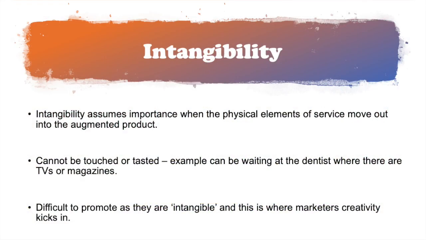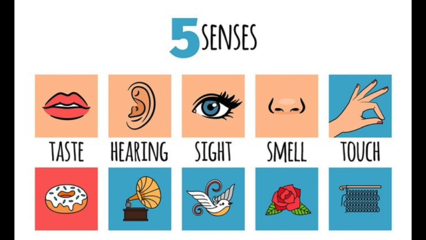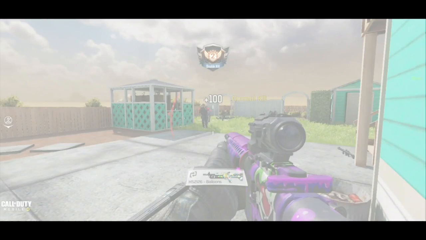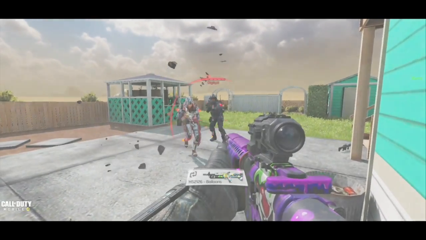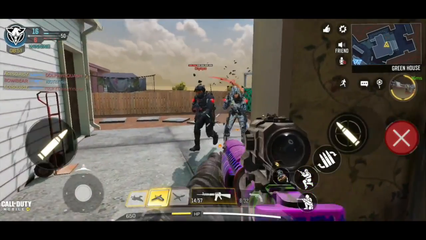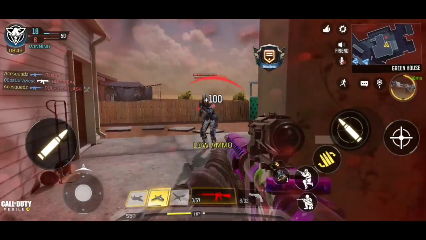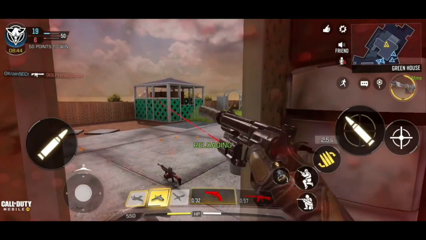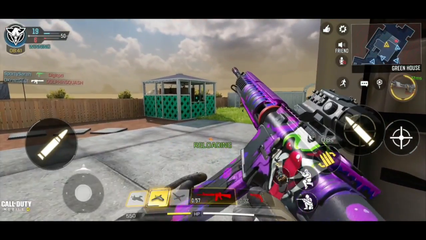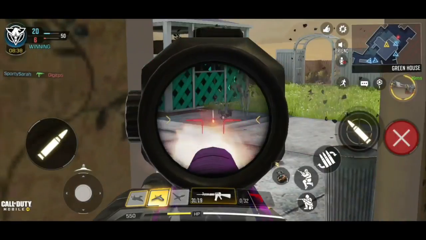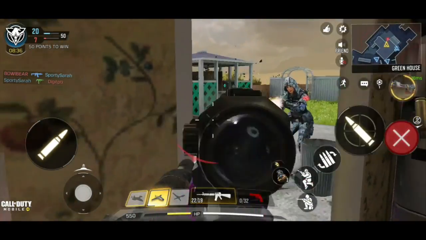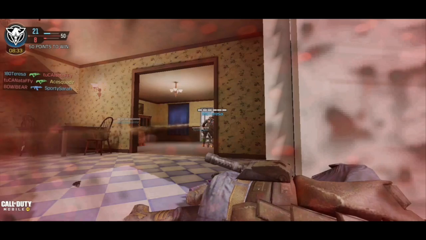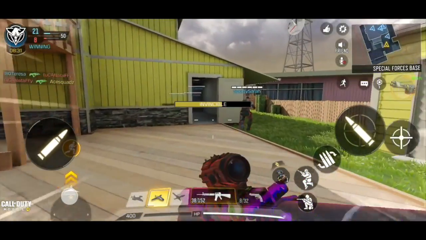Intangibility. We have learned that services cannot be referenced using the 5 senses, which are touch, smell, hearing, sight, and taste. As with products, services cannot be displayed. This makes advertising more challenging as consumers cannot actually see the service being sold. Marketing tools are therefore required to make the intangible a bit more tangible so that customers are better equipped to make choices. For example, associating the service with positive feelings, such as joy and happiness.